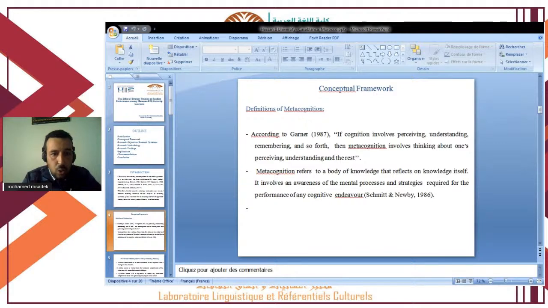Explicit strategy instruction also helps AFL learners to plan, direct, monitor, and evaluate the course of undertaking the reading process. And it is carried out in three major stages, which are strategy introduction, strategy practice, and strategy application.